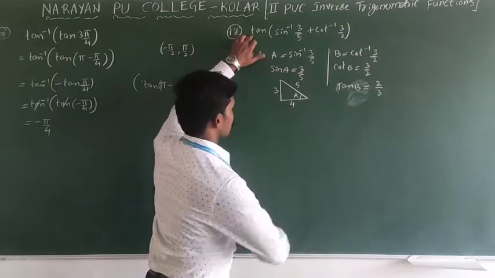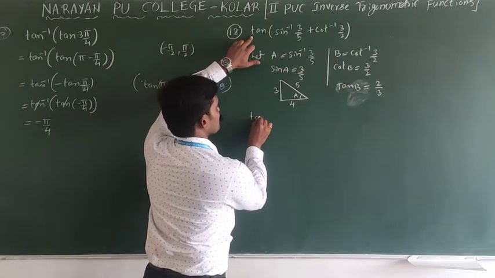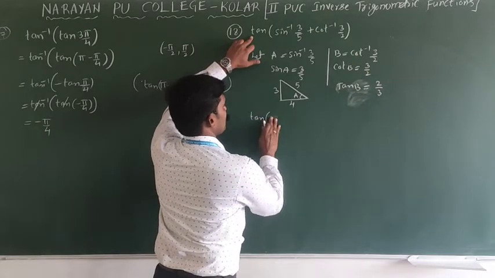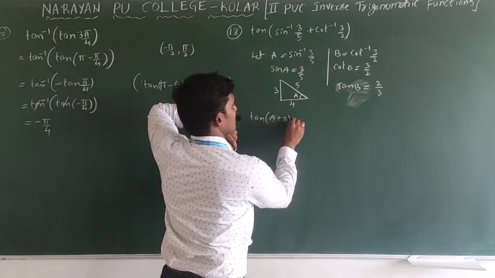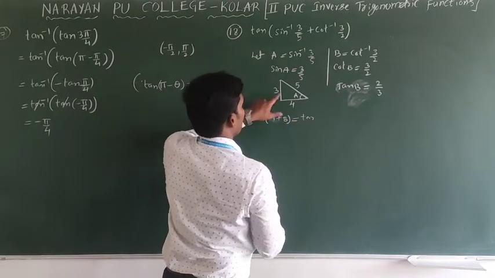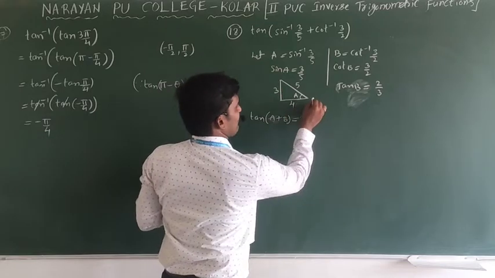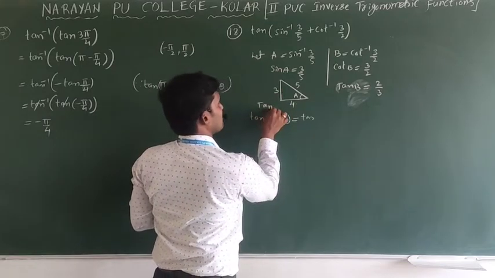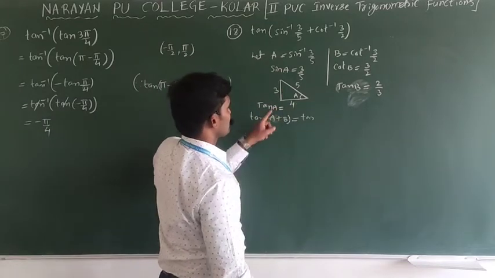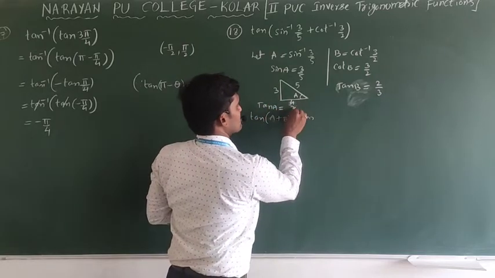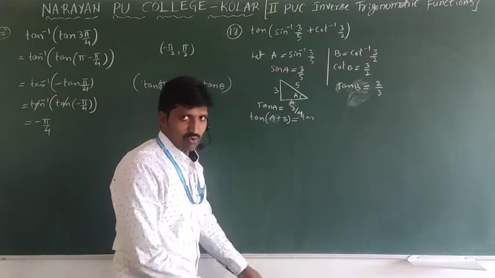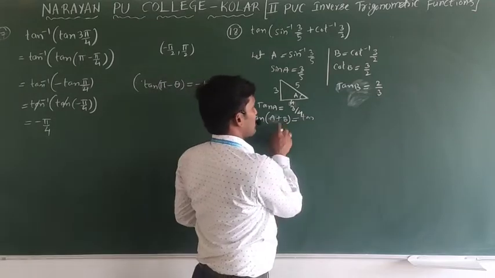Now from this, what does the total expression become here? Tan of A plus B. Now from this triangle we can get the tan A value. What is the tan A value? Tan A value is opposite by adjacent. From this, what do you write? 3 by 4. Now apply the formula for tan A plus B.